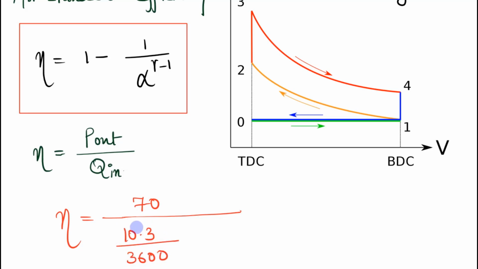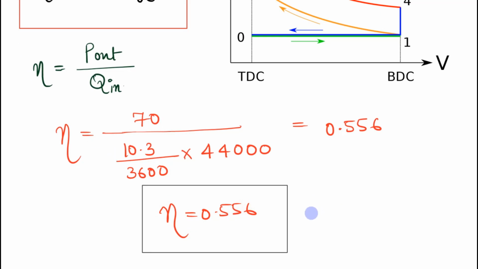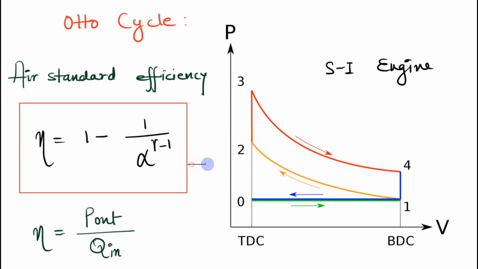Now this is kilogram per second multiplied by the calorific value of the fuel, which is 44,000 kilojoule per kilogram, as given in the problem. So the efficiency will come out to be 0.556. So the efficiency of the air standard Otto cycle is 0.556. Now let this be equation number 2 and the earlier one be equation number 1.